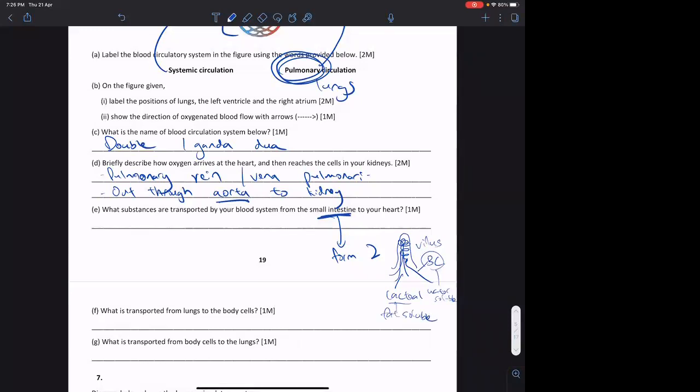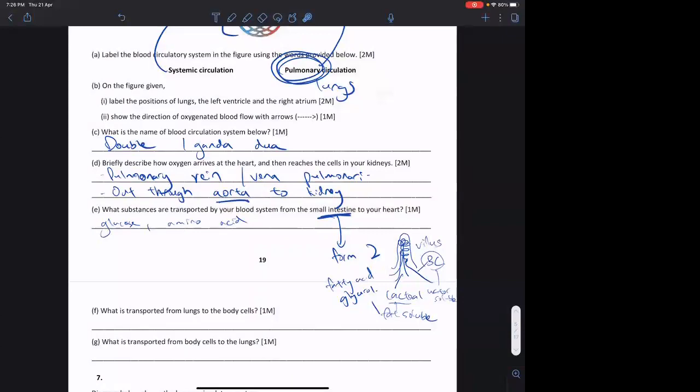So what are the water soluble stuff? You have your glucose and amino acid. And what are the fat soluble stuff? Fat soluble stuff would be your fatty acid and glycerol. This one you already know. Maybe you say, sir, forgot this already, so long ago. You have no excuse to forget. This was in your Form 2, Chapter 3, the digestive chapter. So do go home and revise it a little bit.